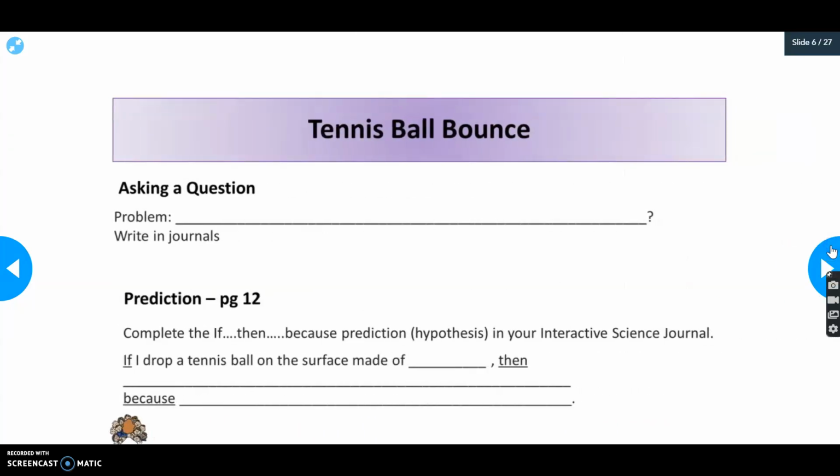So think about what is the problem, what is she testing, and that's what you're going to put in asking a question up here. And then in the prediction, I just want you to fill this in. So it's either going to be carpet or tile or concrete, okay? Those are the only surfaces that are going to be tested in the experiment, and then you're going to tell me then what's going to happen and because why is that going to happen, okay?